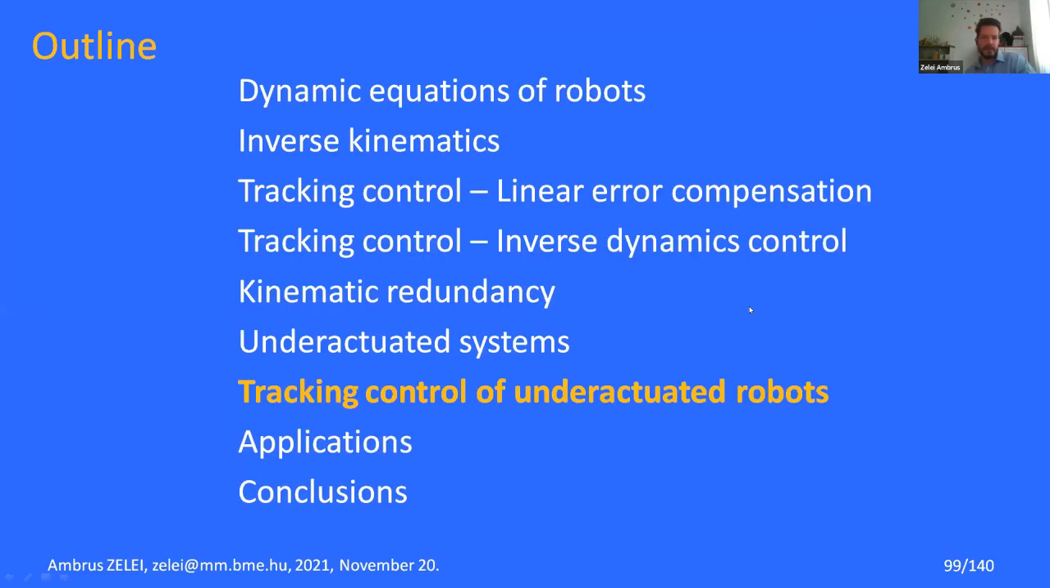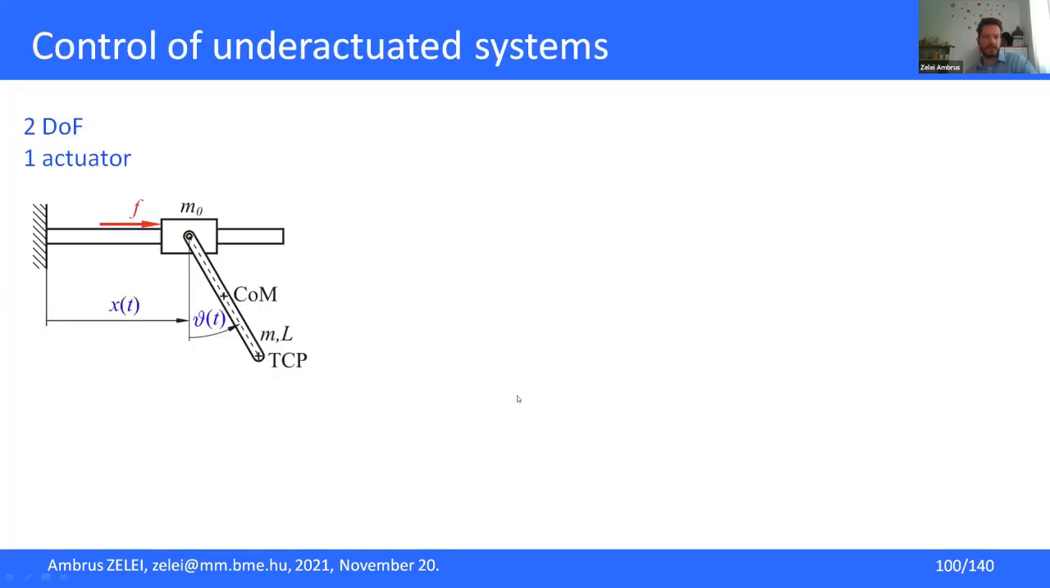So let's go into the details of underactuated robots. At the beginning, I would like to say that it's a very huge area. So I will just show some basic things, and there will be a lot of further reading. It's really a big topic.